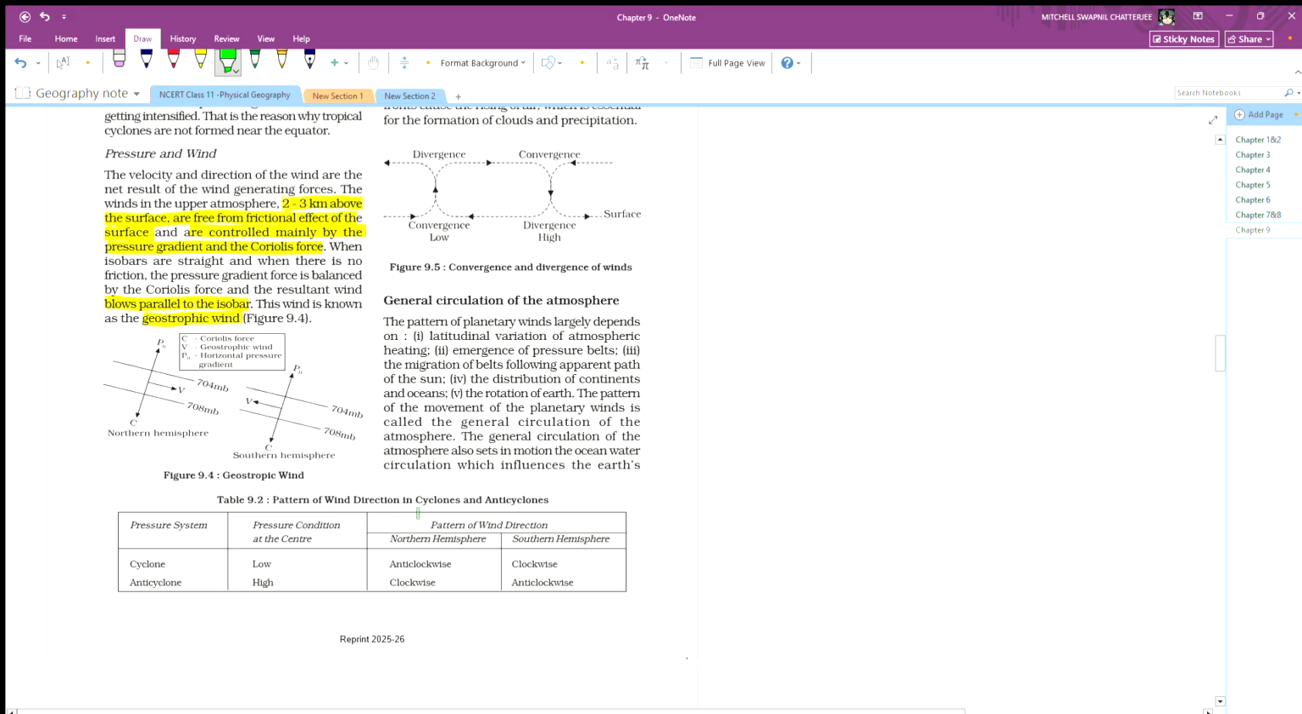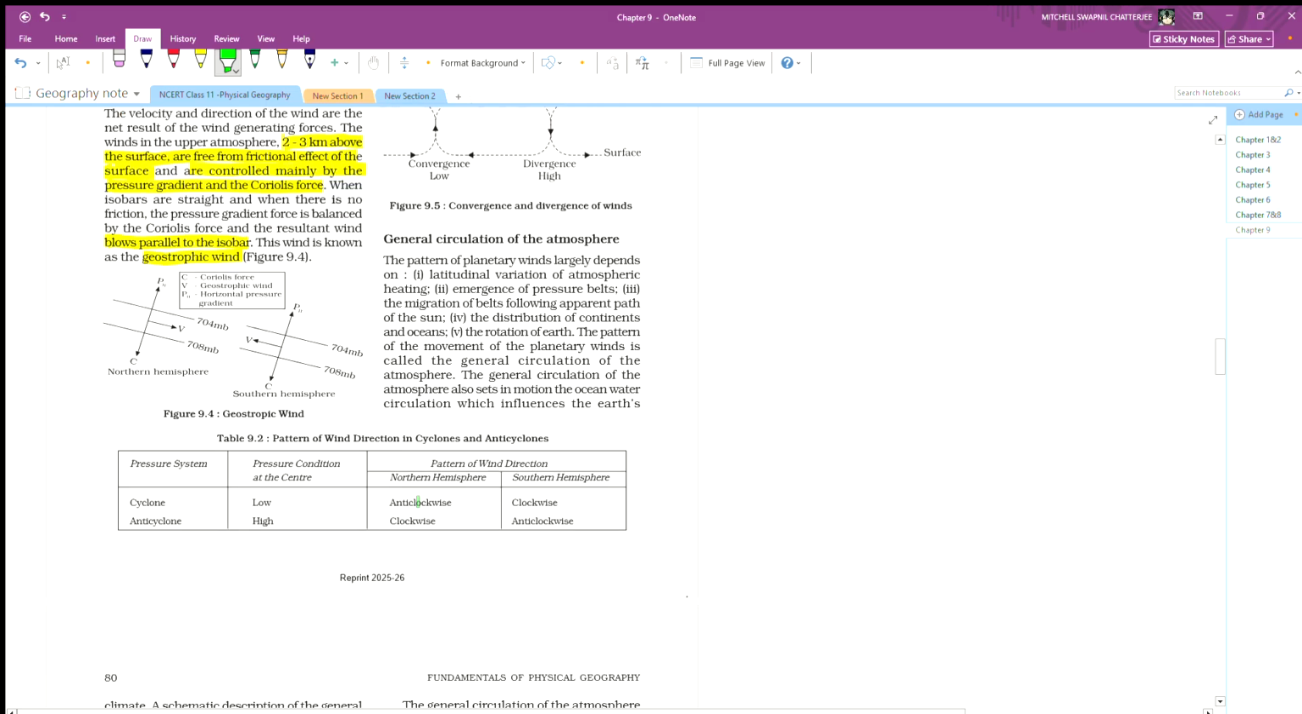Table number 9.2. Okay, let's see. Pressure system: cyclone or anticyclone. A cyclone occurs at a low pressure area. The wind pattern is anti-clockwise, in this direction. Anti-clockwise is in the northern hemisphere.